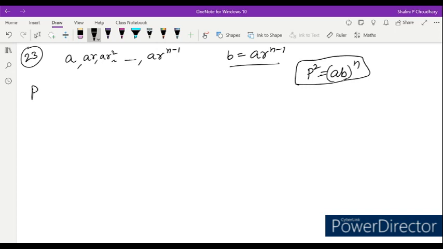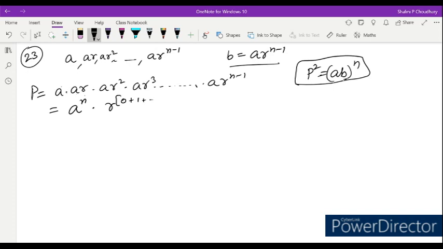And that is given. P is the product of n terms. It means a into a r into a r square into a r to the power 3 dot dot dot a r to the power n minus 1. Okay, so first of all, what will we do? Here a goes with r to the power 0 up to n minus 1. In n terms there is a, so first of all we will remove a to the power n. So what is left behind, r to the power 0 up to r to the power n minus 1. So 0, 1, okay, up to n minus 1.